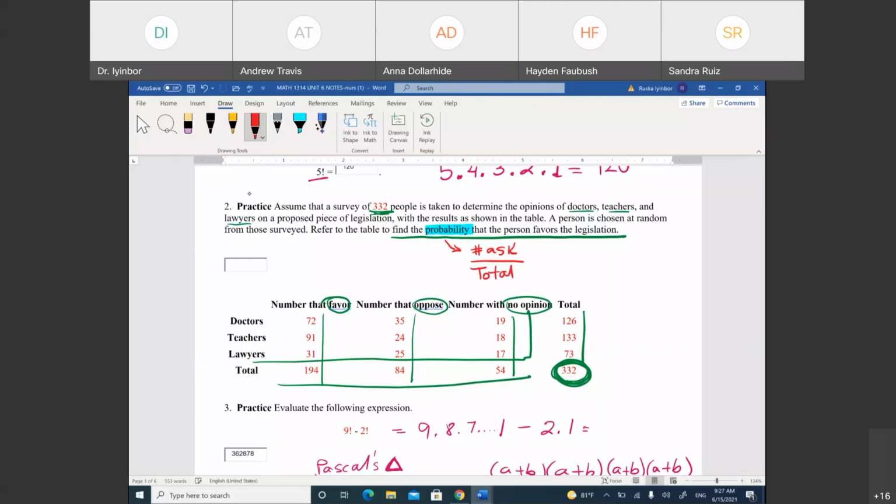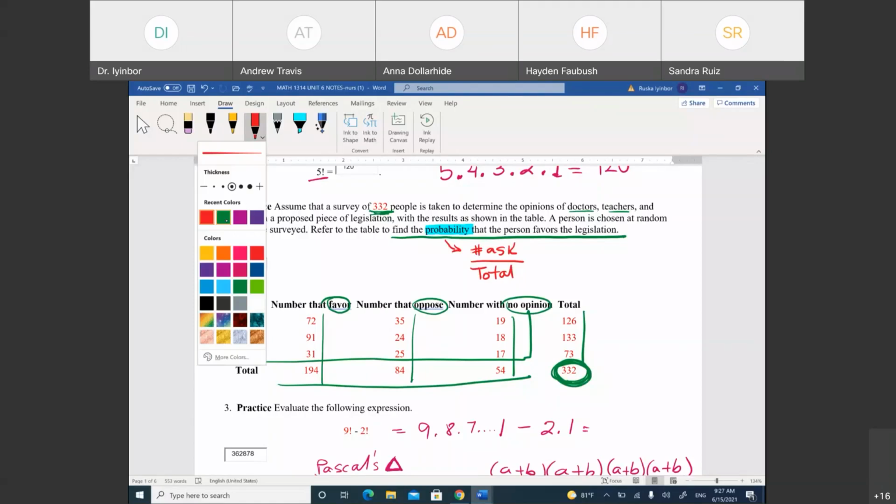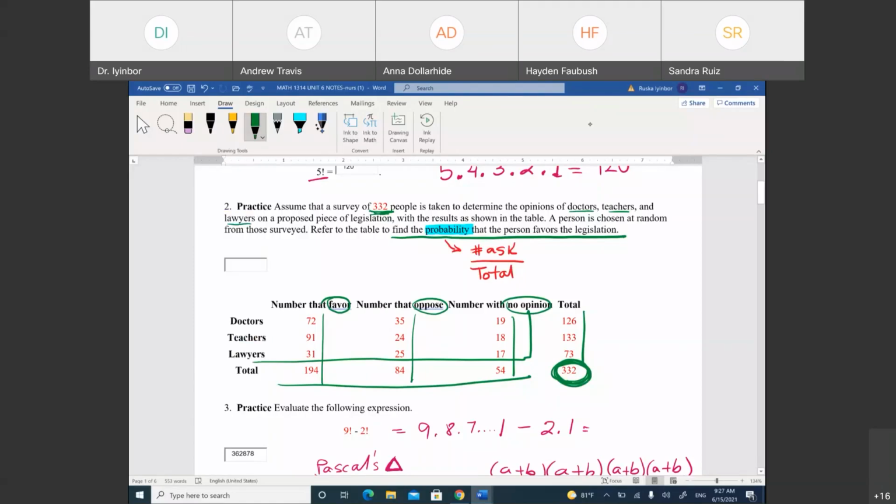So whatever they're asking, the probability of whatever, you need to count how many of those you have, divided by the total number. Here they're asking how many people favor the legislation. So that's what you need to focus on. Favor. So how many people favor? 194. That's right. The total number of people who favor the legislation is 194. So it's going to be 194 over the total number of people, which is 332. That's right, this number here.